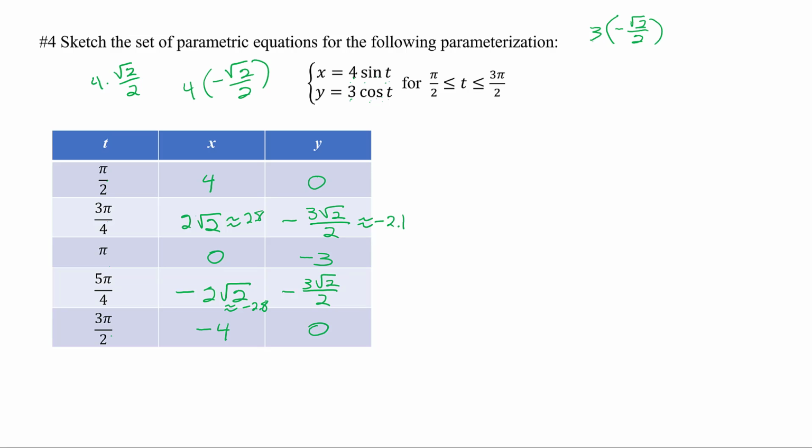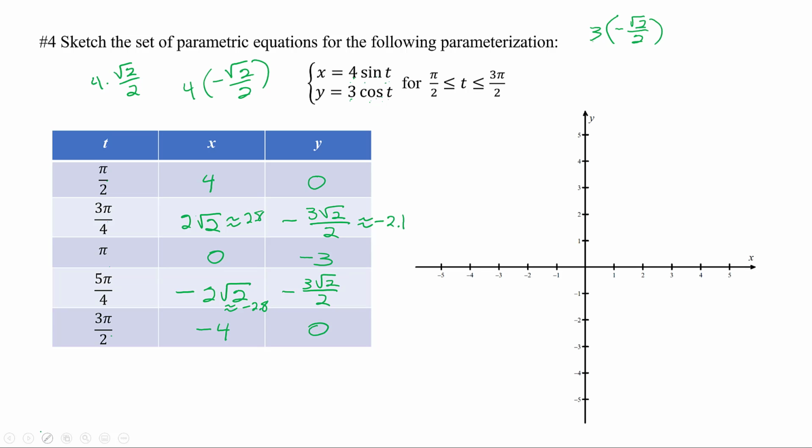Okay, so I have a graph here, and let's go ahead and graph these points that we have. So we're just plotting the x and y values here, and when we're graphing a set of parametric equations, we have a direction that we're going, so we're going to pay close attention to that. We start at the point 4, 0, and then we move on to the point that's about 2.8, negative 2.1. Let's say about right here somewhere.